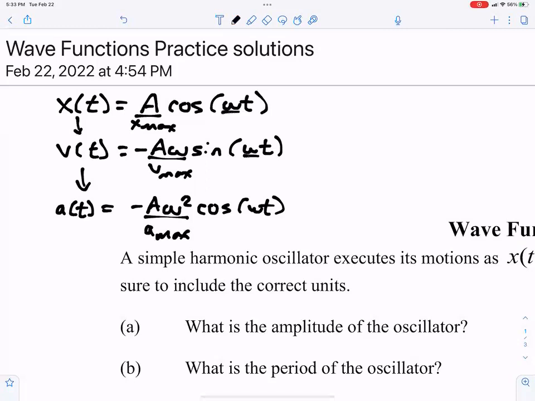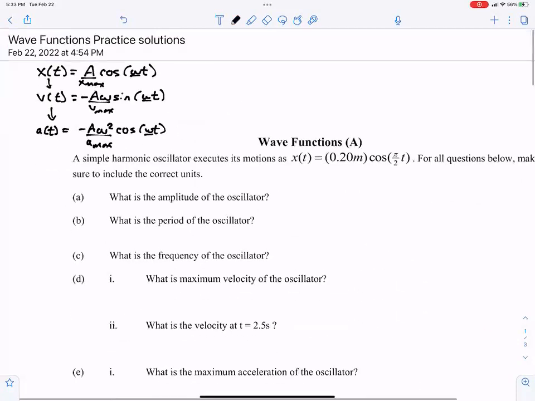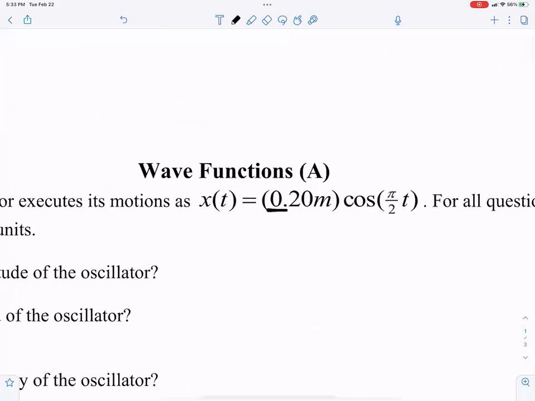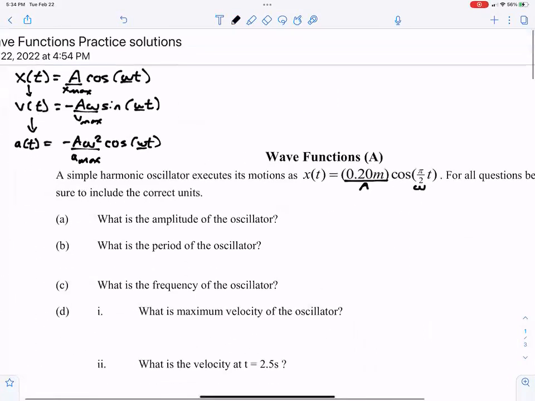Omega, as you can see, is a part of each of the functions, and it's the constant right in front of t. So let's take a look at our function. From this, we can tell what our amplitude is, and what our omega is. So what's the amplitude? The amplitude is going to be 0.20 meters. We get that right from the function.